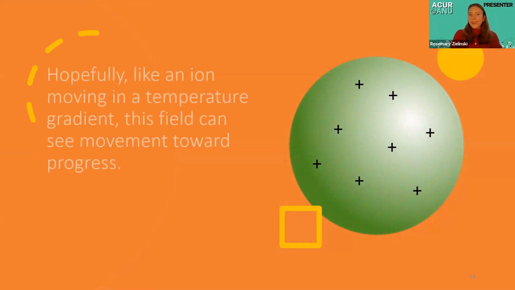Okay, so why do particles move under a temperature gradient? Perhaps it's due to changes in solvation entropy. Perhaps it's due to the many other system effects. But I think the better answer is that this is a really complicated phenomenon that just requires more research. So, hopefully like an ion moving in a temperature gradient, this field can see some movement towards progress.